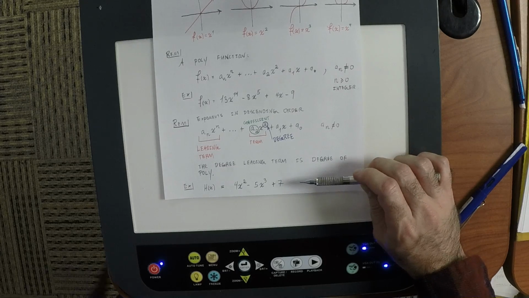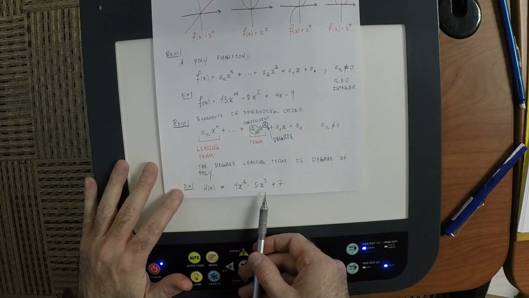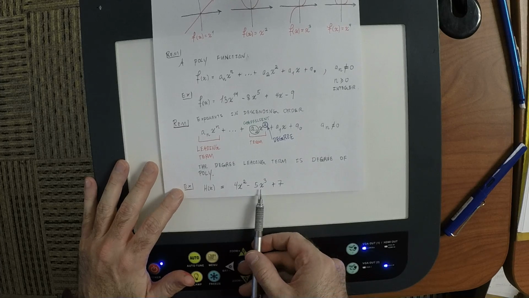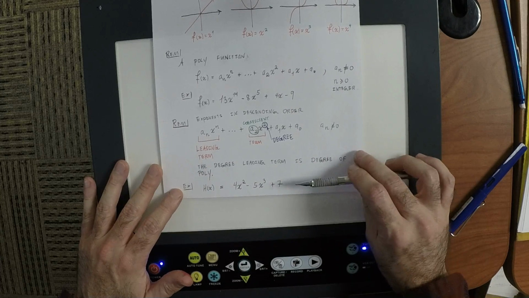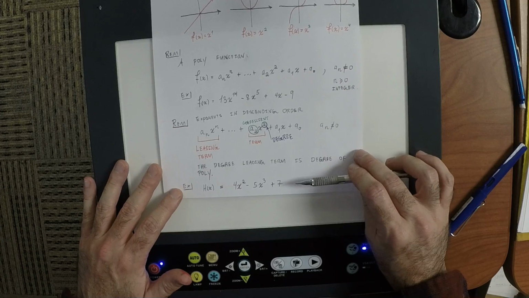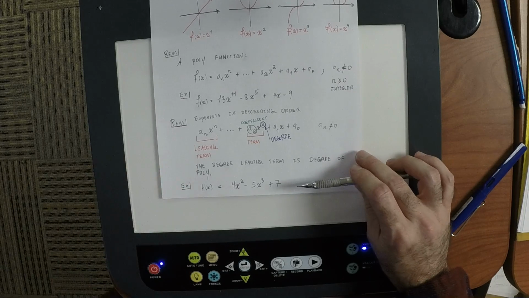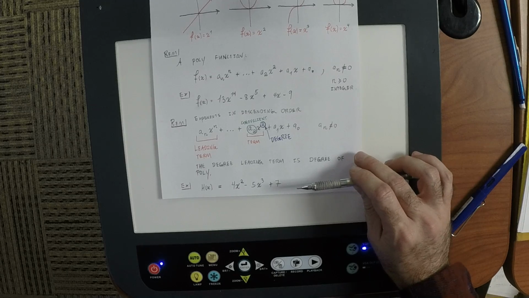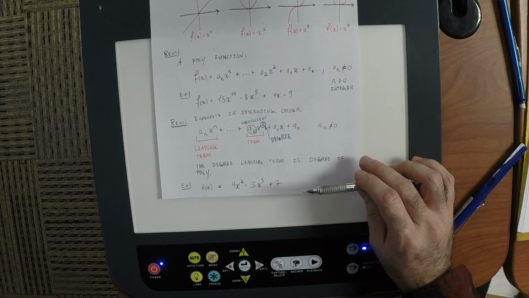Right, but they're not in descending order. So the degree is the one with the biggest exponent. So the degree is 3. And what's the leading coefficient for this polynomial? -5. Okay, so don't be misled by this silly little thing.